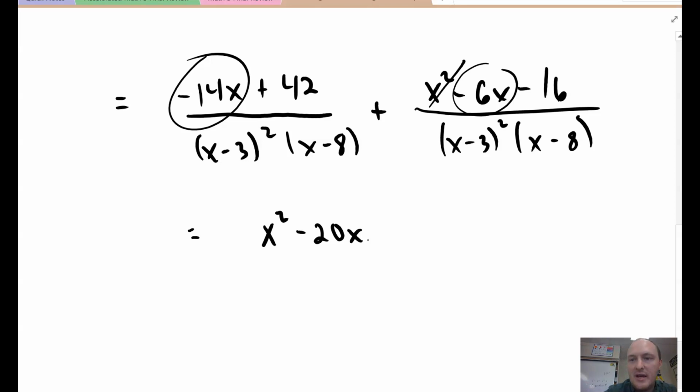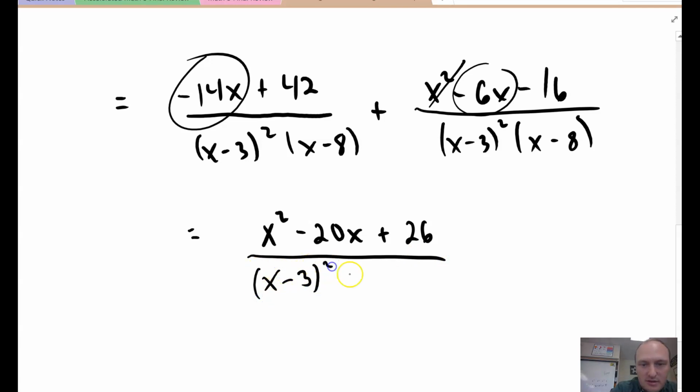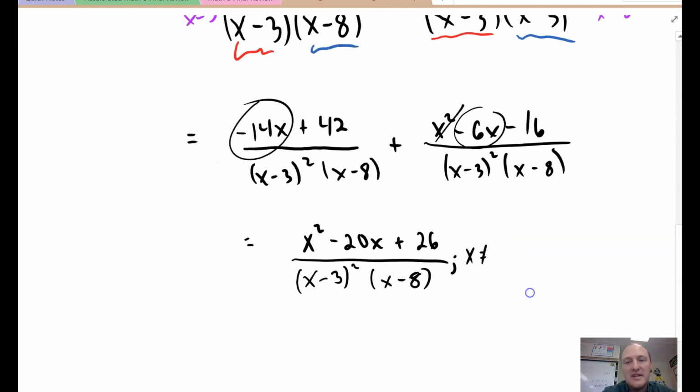Okay, and then a 42 and a negative 16 give us a positive 26, all over (x minus 3) squared times (x minus 8). Excluded values, don't forget your excluded values. I didn't forget them. Okay, maybe I did up here.